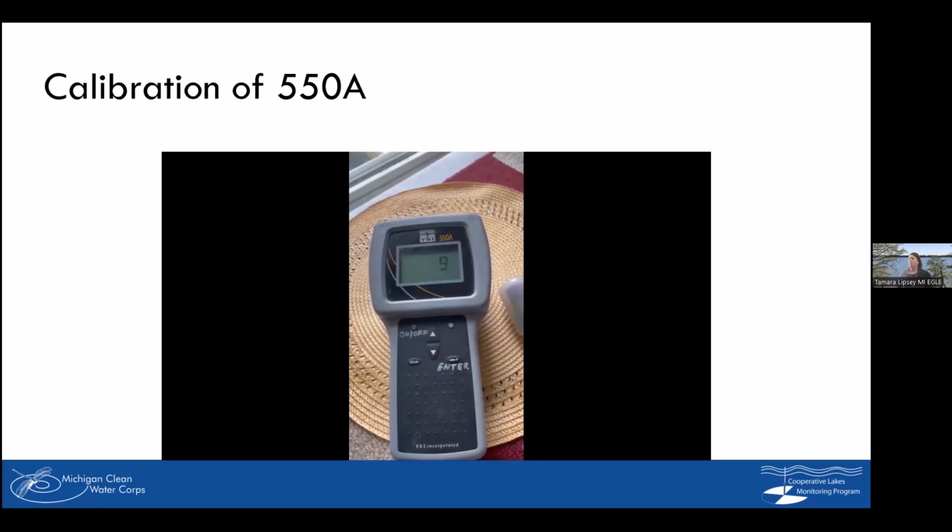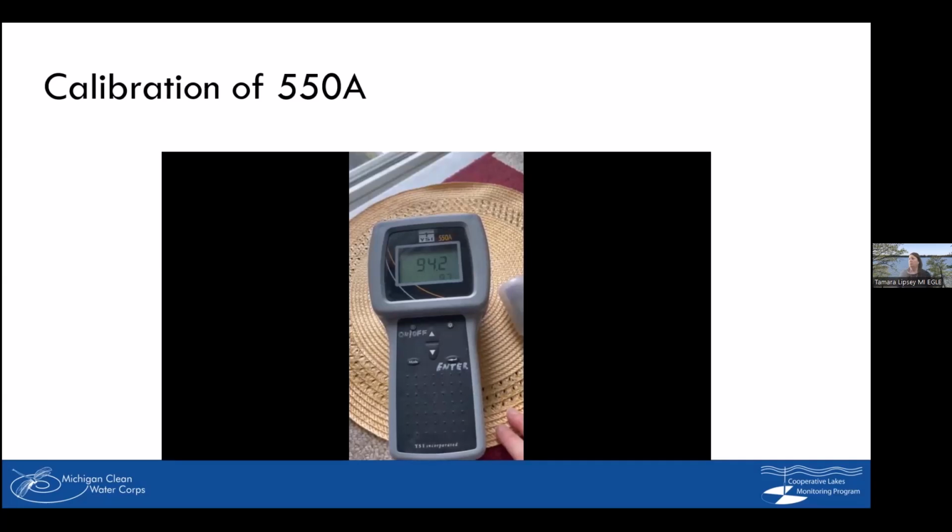In the Lansing area, the elevation is about 900 feet. So there's a 9. However, if I was somewhere else and the elevation was, let's say, 700, I would put the down arrow twice to get to 7. If it was 1,000, I would move it up a couple to get it to 10, and so on. Once you have the correct elevation, hit enter again, and your unit will begin calibrating.